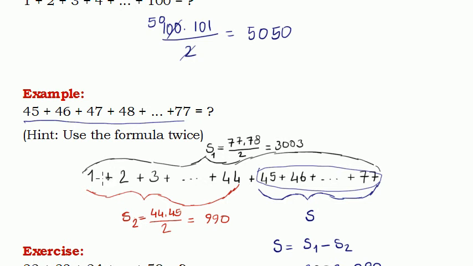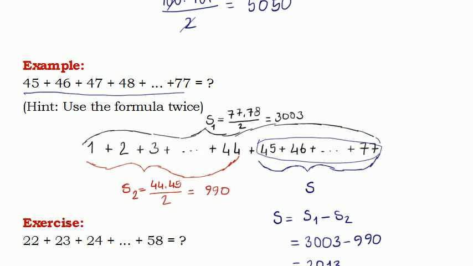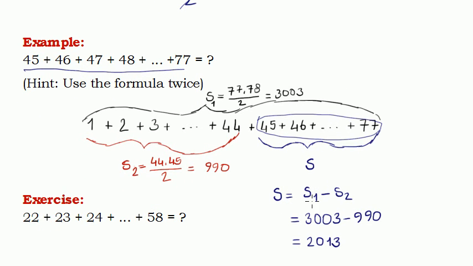In this case, S1 is the sum starting from 1 up to 77, which is 77 times 78 over 2. It equals 3003. And the sum S2, starting from 1 and going up to 44, equals 44 times 45 over 2, which is 990. So our final answer S is S1 minus S2, and you get 3003 minus 990, which is 2013.